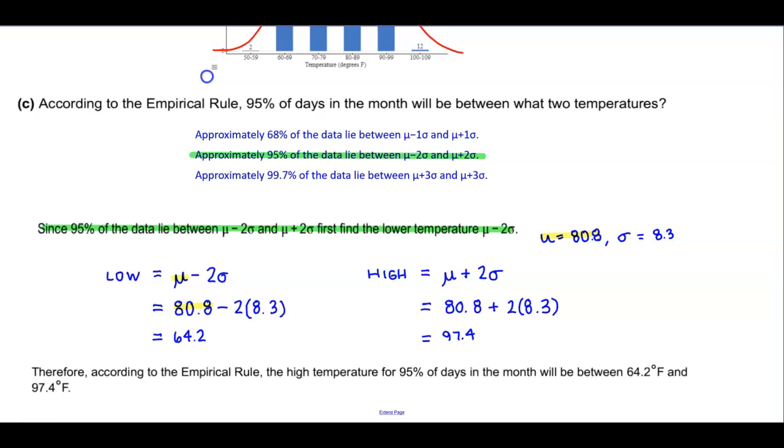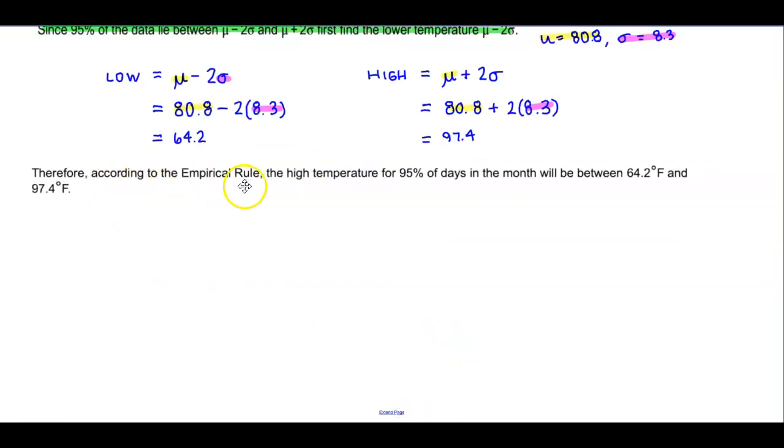Okay, and then we're going to take the population standard deviation, which is 8.3, and multiply that by 2. So 80.8 minus 2 times 8.3 gives us a low value of 64.2. And then over here we have the mean, which again is 80.8, and we're going to add 2 times the standard deviation, which gives us 97.4. So therefore, according to the empirical rule, the high temperature for 95% of days in a month will be between 64.2 degrees Fahrenheit and 97.4 degrees Fahrenheit.